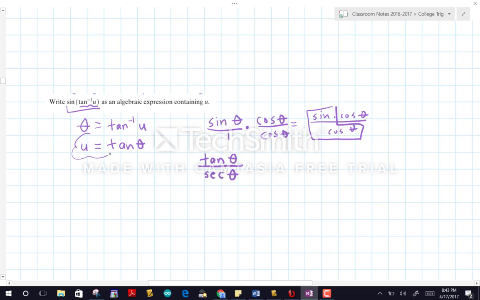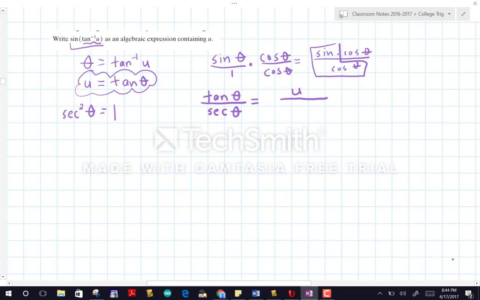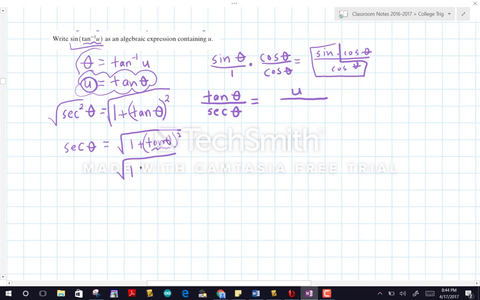Now remember what we did at the beginning. We said that u was equal to the tangent of theta, and so the numerator of this is just u. We have an identity that tells us that the secant squared of theta is equal to 1 plus the tangent squared of theta. Remember that tangent squared of theta is really tangent of theta squared. If I square root both sides, then I get that the secant of theta is equal to the square root of 1 plus the tangent of theta squared. But remember that tangent of theta is equal to u. So this becomes the square root of 1 plus u squared, and this goes into this expression in place of secant. So I get u over the square root of 1 plus u squared.